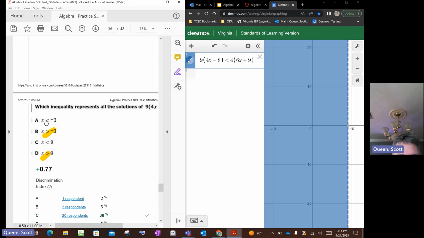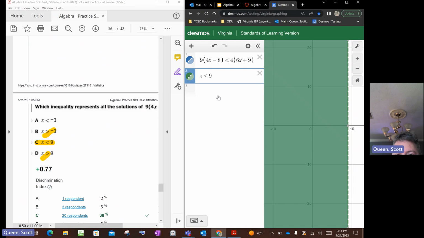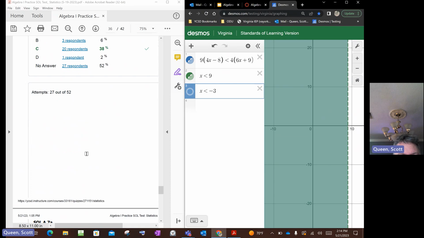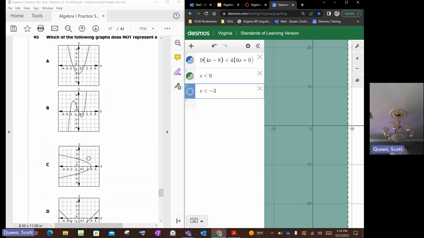All right. What is it? -3 or 9? Well, that should be very simple to see. This line is going through 9. There is my answer. Also, I can prove it. Graph it. X is less than 9. Does that match? Yes, it does. If I had thrown x is less than -3 in here, you would see it's way over here. Clearly not the answer. Easy, easy.